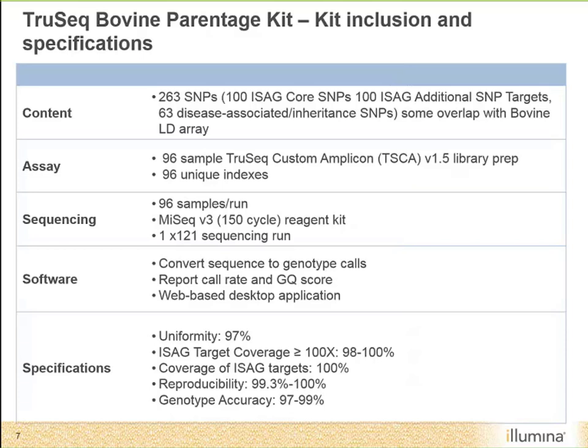As far as specifications, we would expect to see uniformity at about 97%, and coverage of the ISAG targets at least 100x. We should be seeing anywhere between 98 and 100%. We should be seeing 100% coverage of all of the ISAG targets, very reproducible between 99 and 100%, and also very accurate genotyping calls between 97 and 99%.